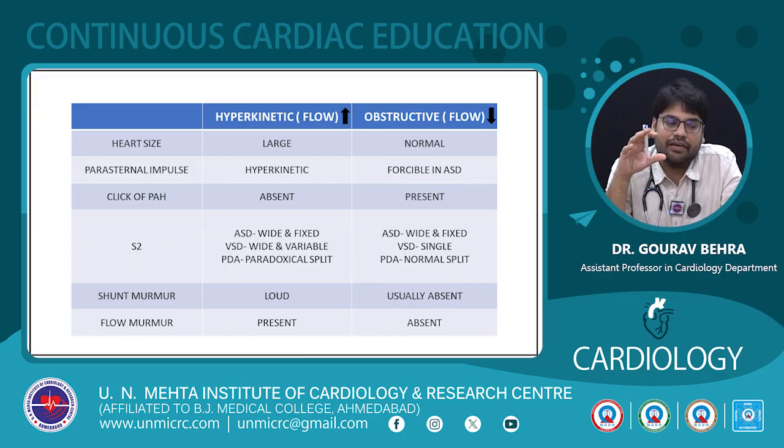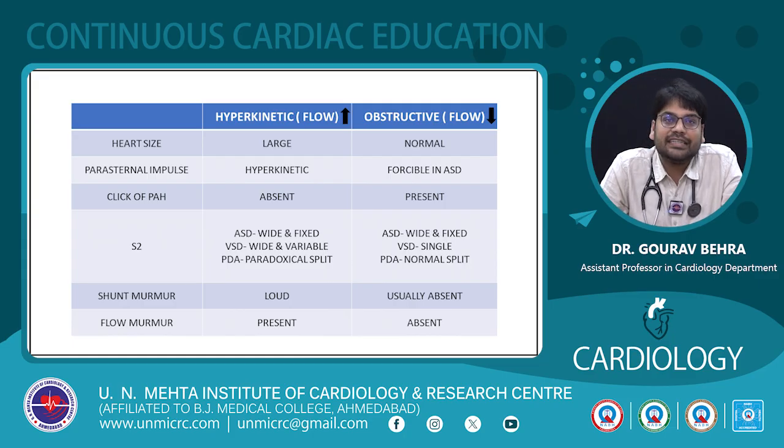If a patient is having PH due to hyperkinetic, meaning increased Qp or increased flow, the heart size will be large, but in obstructive it will be normal. Then coming to the parasternal impulse, a hyperkinetic patient will have a parasternal heave, and the click of PH is absent because this is flow related.